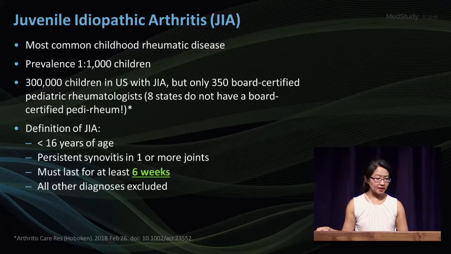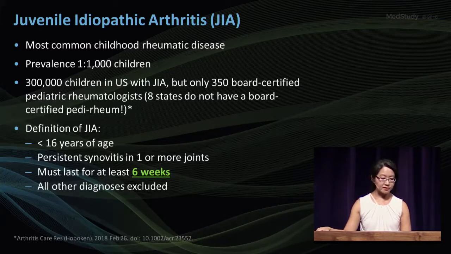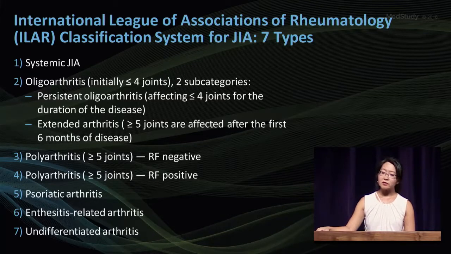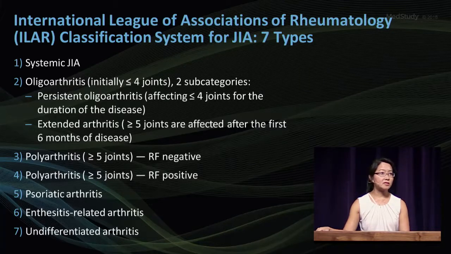The definition of JIA includes that the patient is under 16 years of age. They have persistent synovitis, and persistent means more than 6 weeks. And this involves 1 or more joints, and all other diagnoses have been excluded, such as malignancy and infection. The International League of Associations for Rheumatology, ILAR, classification of JIA categorized JIA into 7 subtypes. You may be familiar with this already. The first one is systemic JIA, and as the name implies, this includes the whole body system. Patients may present with fever, weight loss, lymphadenopathy.